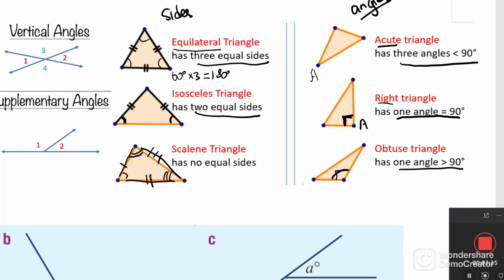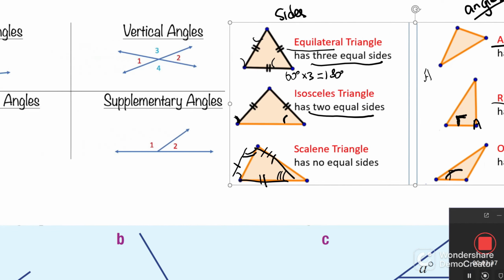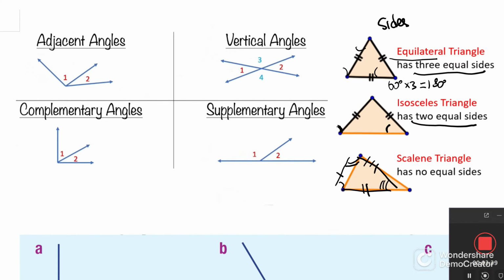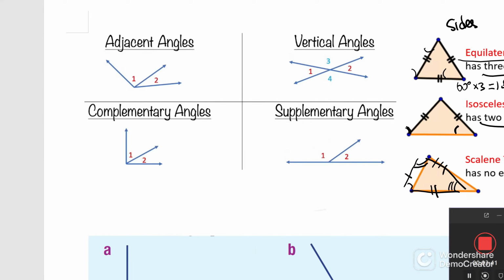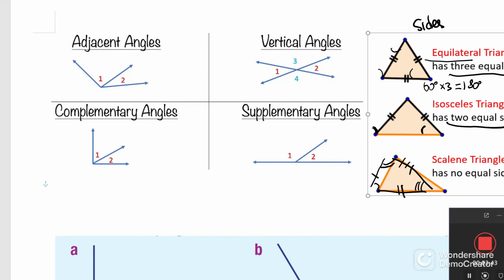Now, after we've revised the different triangles, we're going to look at the different angles. These are some common ones. I'm just going to cover some common ones, yeah? So you can write down this table, common angles.